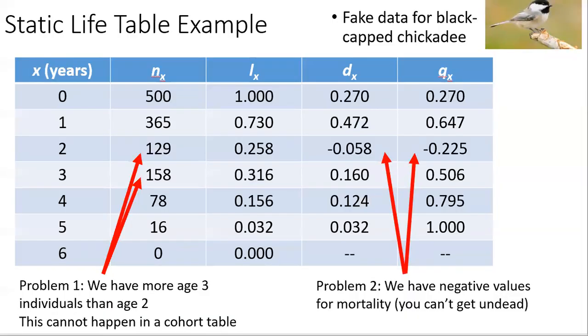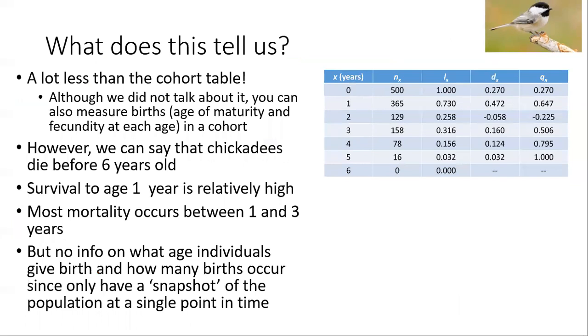So here we have an example of a static life table, this time in black-capped chickadees. We immediately have a problem here, though, as we have more individuals in year 3 than year 2. And this error leads us to having a negative number for year 2, which would mean that some birds came back to life. And that is one example of why cohort life tables can tell us significantly more than static life tables.